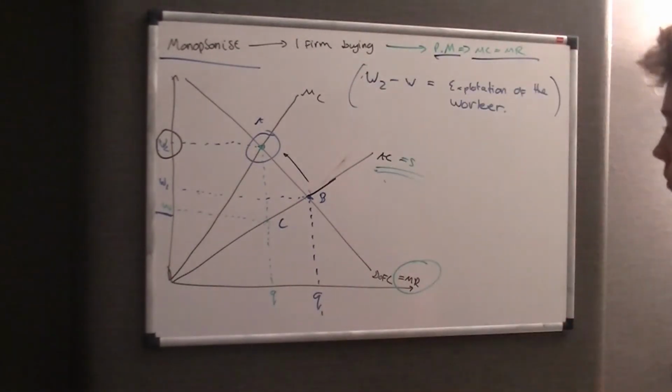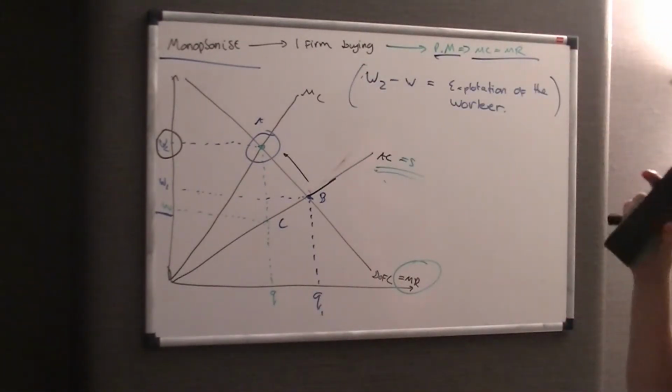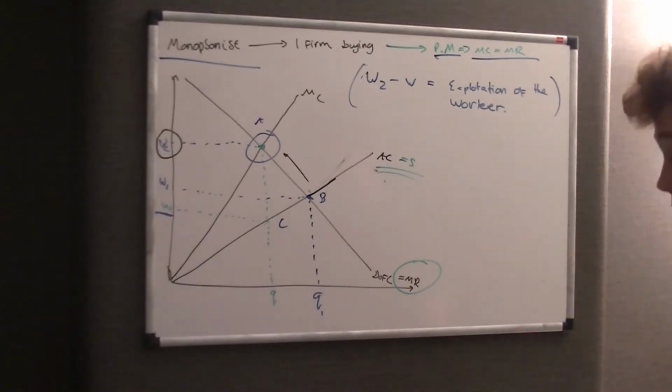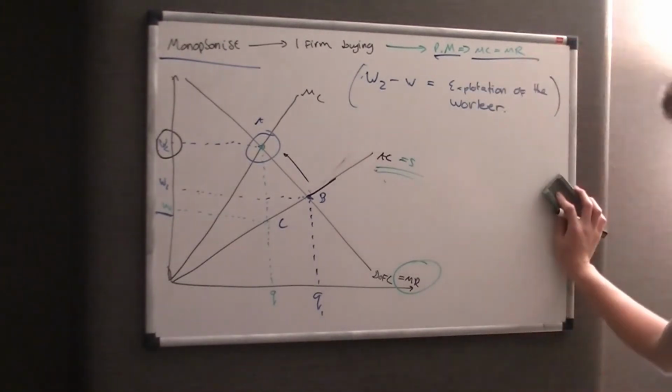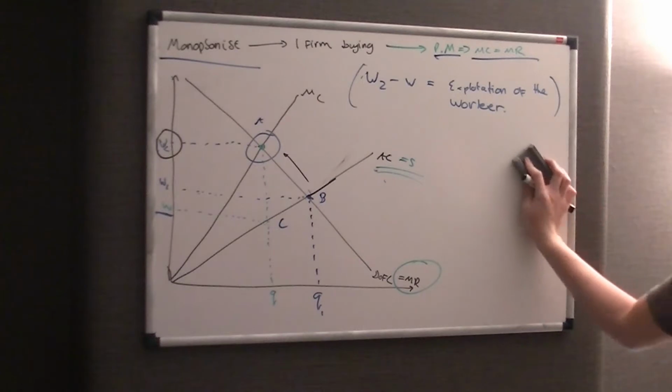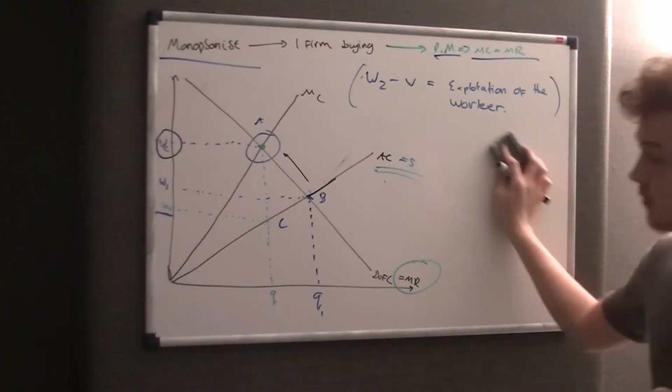Anyway, that was just a bit of, I tried to be funny. So that's just an example of how a trade union would affect a monopolist. Hopefully that's been understandable. Let's just rub it off, give me a second. Right, just rub it off.